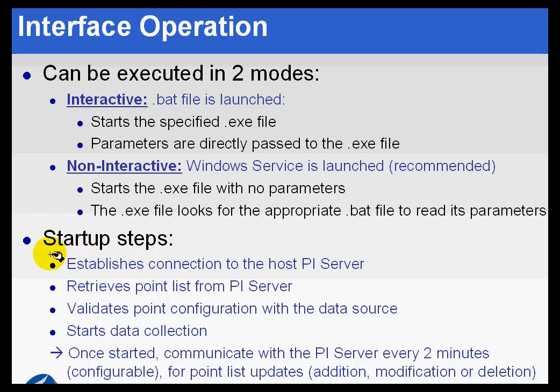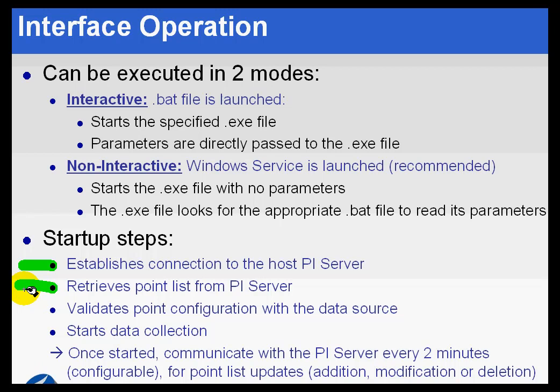So here's how the interface works. I think the best way to understand something is to pretend you're the interface. Let's look at what the interface does. The first thing the interface needs to do is establish a connection to the host Pi server. Remember, the interface in most cases is not running on the Pi server, so it's external to the server. It establishes a connection, probably gaining entry using a trust, and the first thing it does is retrieve a point list from the Pi server.